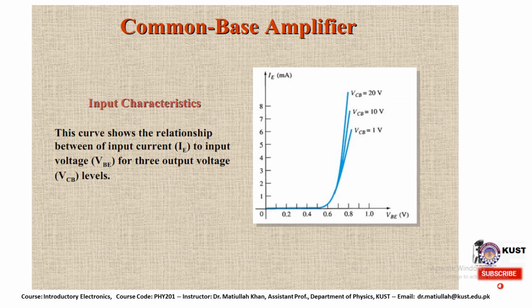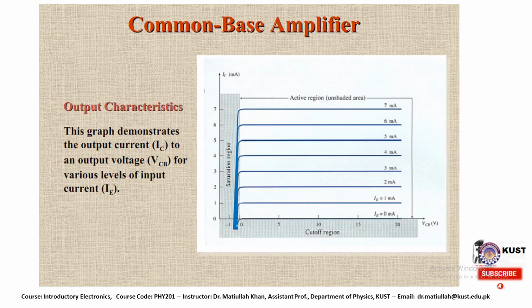We have the common base amplifier, and I mean how we can use it to amplify the input signal. This is the input signal, and this curve shows the relationship between the input current, IE, and the input voltage for three output voltages, VCB. Here we have the curve drawn between voltage and current. The current is measured in milliamperes, while the voltage is measured in volts.